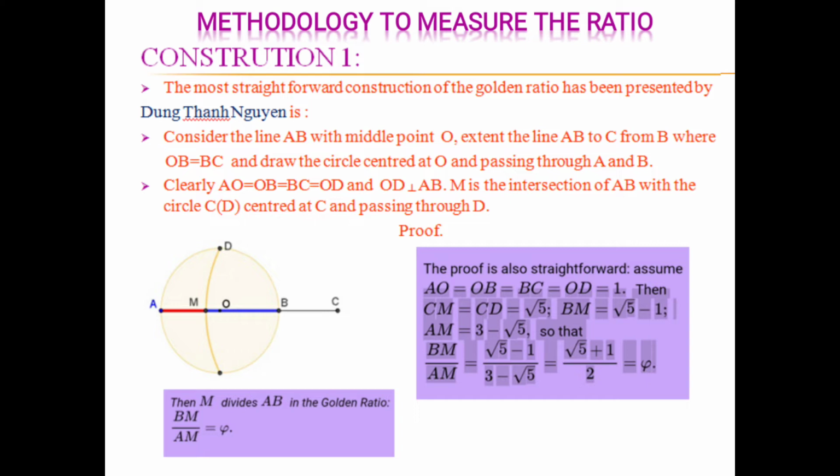Here is the proof. AO, OB, BC, OD we can consider as having the value 1. Then CM and CD equal root 5. So BM is equal to root 5 minus 1, and AM is equal to 3 minus root 5. Now we find the longer part BM divided by the shorter length AM, that is root 5 minus 1 divided by 3 minus root 5. The ratio we find is root 5 plus 1 divided by 2, which is equal to 1.618.